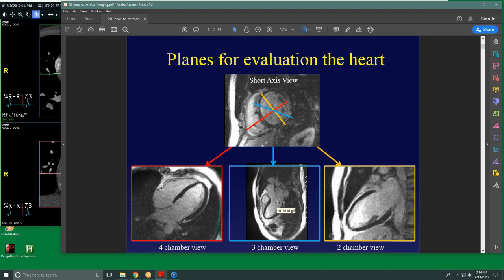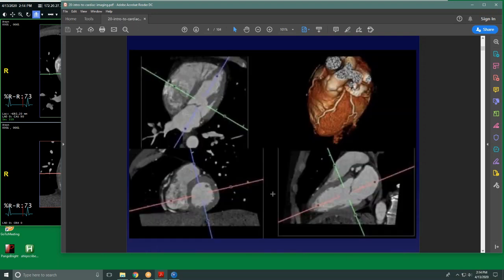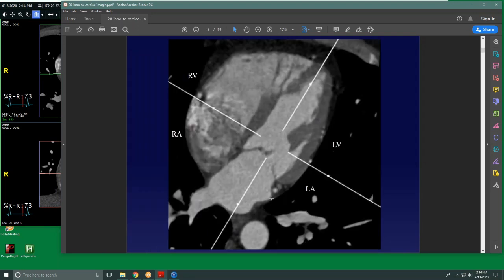And there's this one, which I'm always perplexed by. It's called the 3-chamber view, where the aorta is considered a chamber. I don't know why, but that's what they call it. Shown here are some recons I did on TeraRecon right there. Okay, and so we're going to walk through the heart.